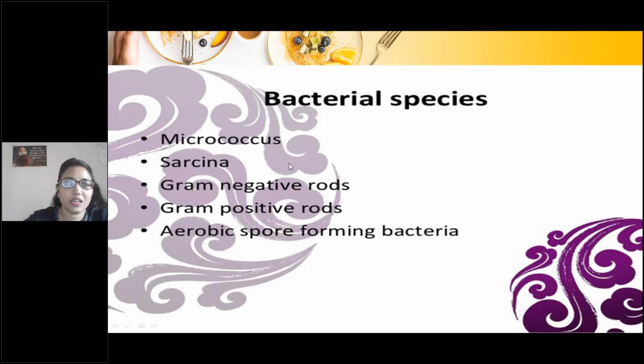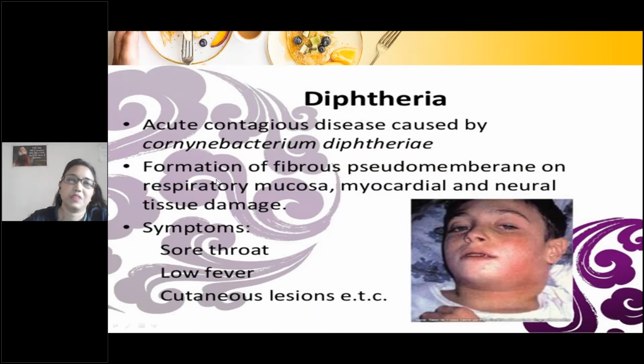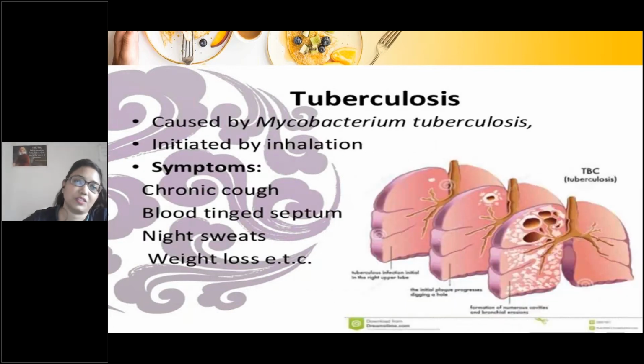Micrococcus, Sarcina, gram-negative rods, gram-positive rods, or aerobic spore forming bacteria can be present in the air. And different airborne bacterial diseases are also present, like diphtheria, which was a very important disease in the pre-immunization era, where the DPT vaccine was not available. There was formation of a fibrous pseudomembrane on the respiratory mucosa. There was effect on the myocardium and neural tissue damage, and there could be sore throat, low fever, cutaneous lesions, etc. So diphtheria was a very important disease before the DPT vaccine was administered.